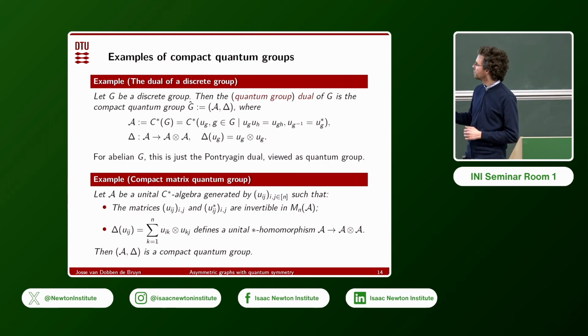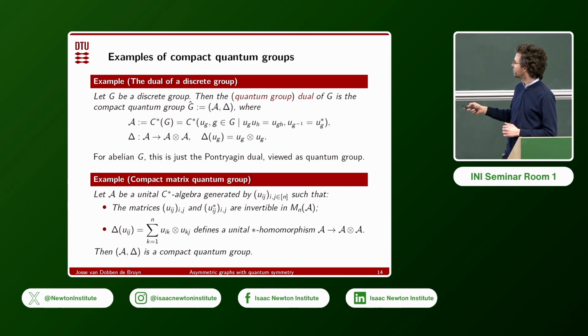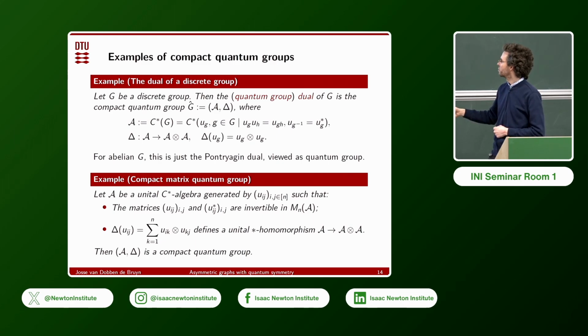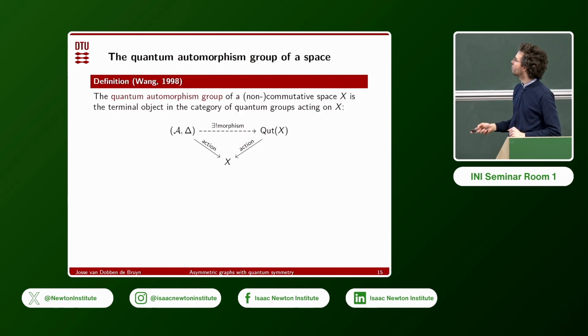And then the other example is this family of compact matrix quantum groups. Here we have a unital C-star algebra generated by a matrix U_ij, such that the matrix U_ij and its entry-wise star are invertible matrices. And this map that vaguely resembles matrix multiplication defines a unital star homomorphism. Then you can show that this thing is actually a compact quantum group. And this is the second class of examples that we're going to draw from.